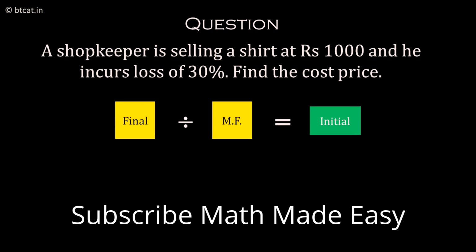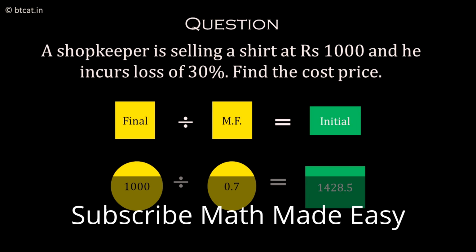So again, I is equal to F divided by MF by our equation. F here is 1000 and the MF here is 0.7 because it is a case of a loss. So the answer is 1000 divided by 0.7. If we solve, we get the effective cost price of the shirt.